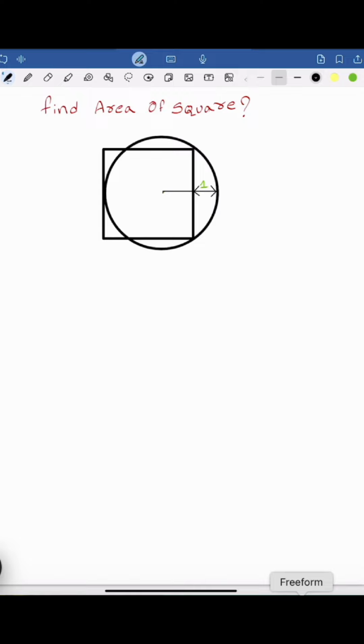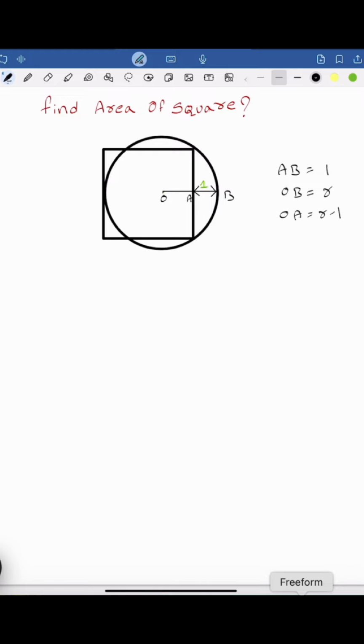Let's name some points in the diagram: O, A, B. We know AB length is equal to 1 unit. We know OB is the radius of the circle. We name the radius of the circle as R. So OA is equal to R minus 1.